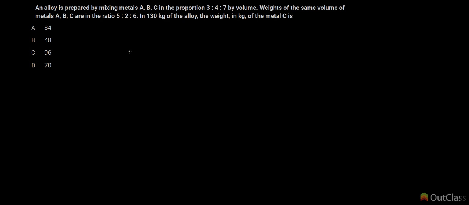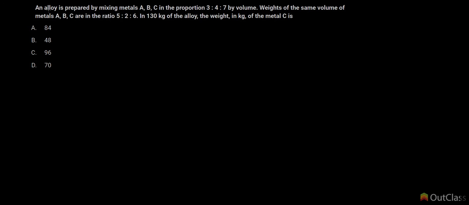An alloy is prepared by mixing metals ABC in the proportion 3:4:7 by volume. Weights of the same volume of metals ABC are in the ratio 5:2:6. In 130 kg of the alloy, the weight in kg of the metal C is which of these numbers?